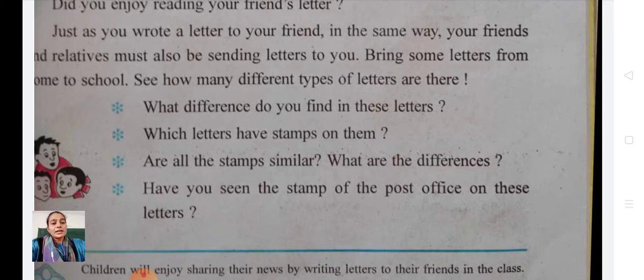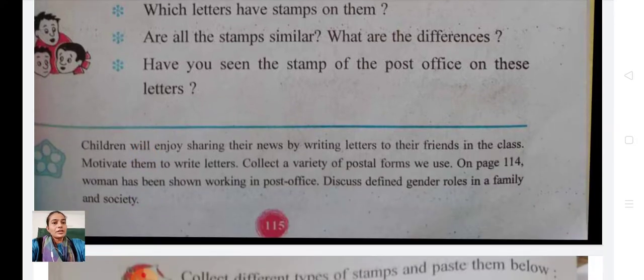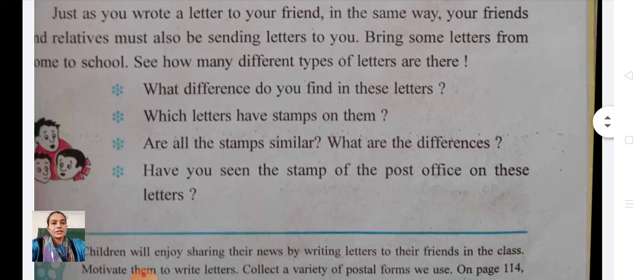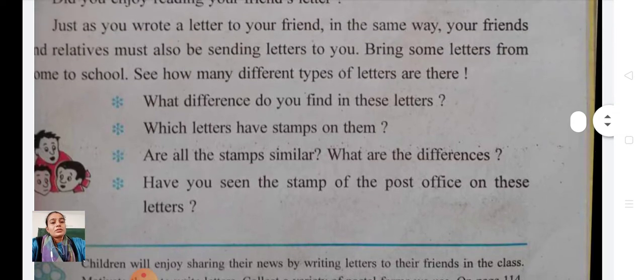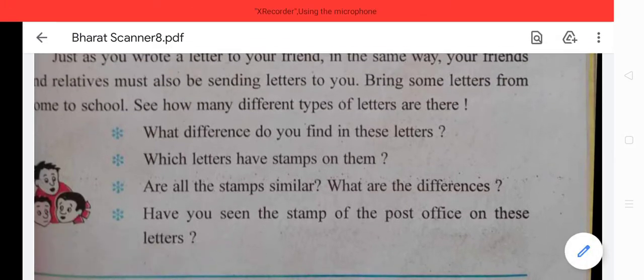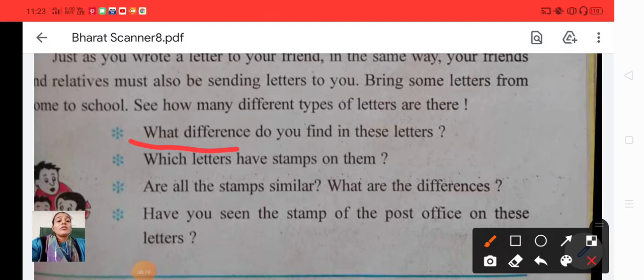Today we are going to learn Standard 3 EVS subject. Lesson number 17, Journey of a Letter. Today we are going to continue with page number 115. We have some questions here. First one, what difference do you find in these letters?